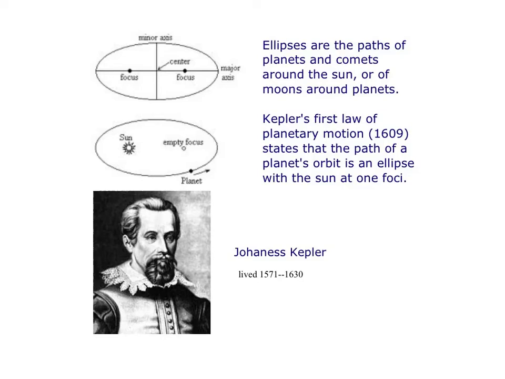Johannes Kepler lived in the 16th century, and he came up with Kepler's laws of planetary motion, which have been around since 1609. It shows that ellipses are the paths of comets and planets around the sun, and moons around planets are often ellipses. And so you see here that an ellipse has a major axis, the long one, and then a shorter minor axis. It has a center, and it has two foci. Focus, singular; foci, plural.